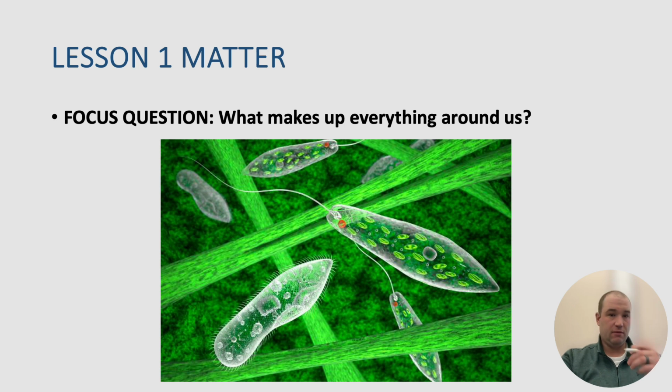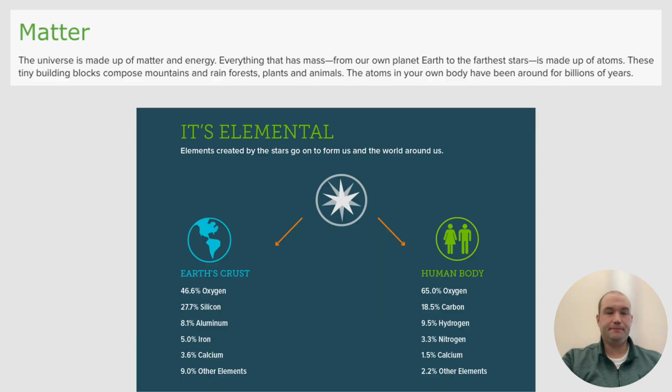So you really want to think about, when we're talking about things around us, we're talking about atoms, we're talking about the matter that makes up these atoms, and remember, everything is made up of matter. So the universe is made up of matter and energy, and everything that has mass, from our own planet Earth to the furthest star, is made up of atoms.